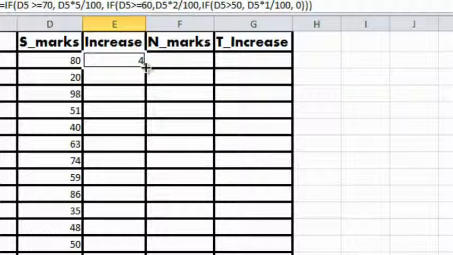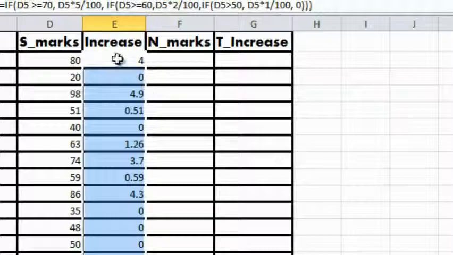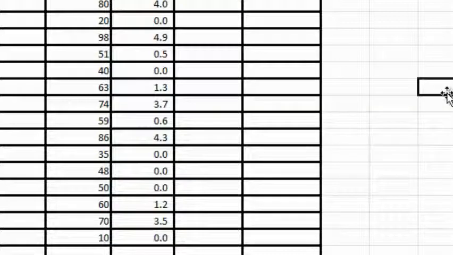And of course, Excel makes it easy. We just simply drag down, and there are all of our increases for each one. Some of them are 0 because the mark is less than 50, so it's 0. All that are not more than 50 are 0. All that are 70 or above are multiplied by 5%. So this works. Okay, so we have our increases, which are 5%. Paying close attention to the ones that are less than 50, they're 0. And we have our 5%, our 2%, and our 1% respectively.